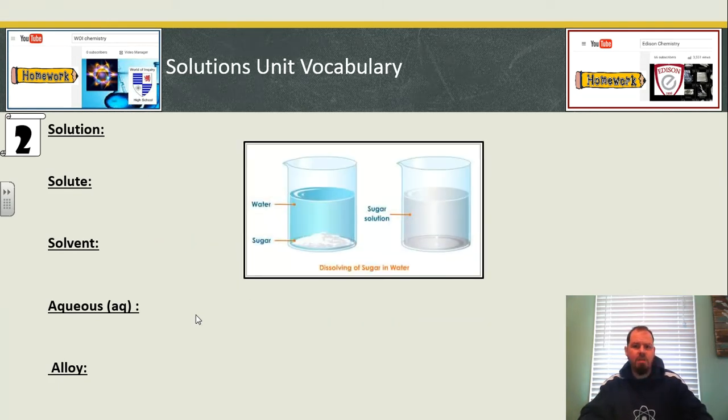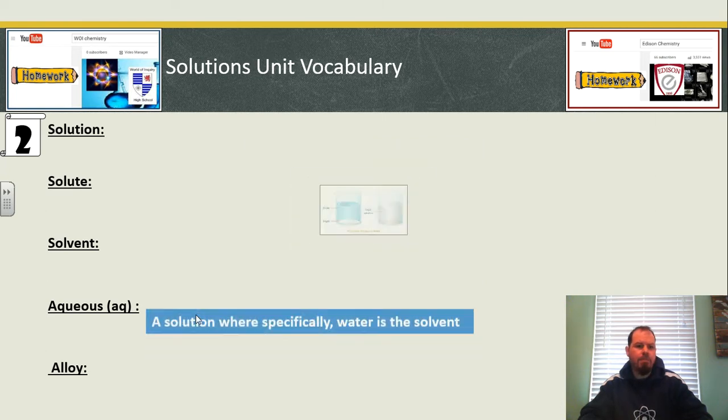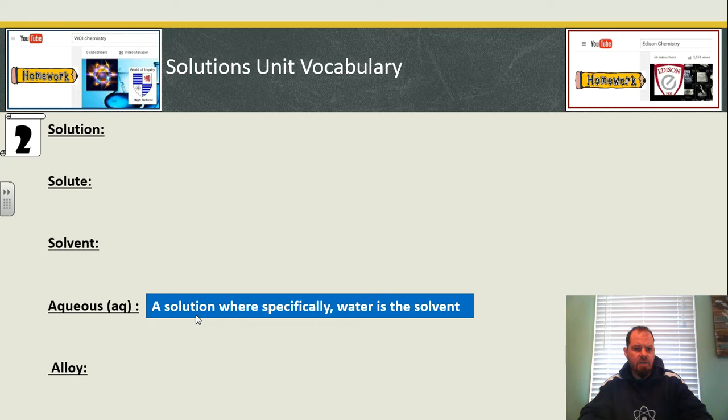Speaking of water being the solvent, here's a picture of sugar dissolving in water. An aqueous solution is a solution where specifically water is the solvent. So it has a code name. It's called aqueous, has that little symbol AQ. I think that most of us are familiar with this, and hopefully after this, everybody is completely familiar with this.